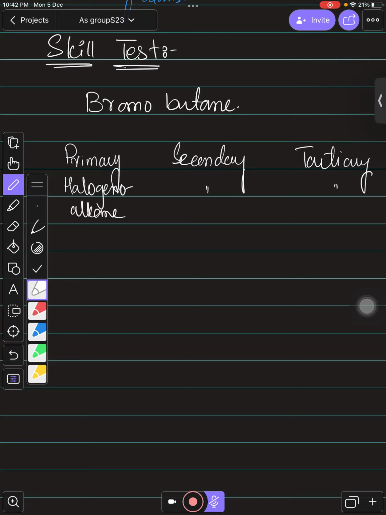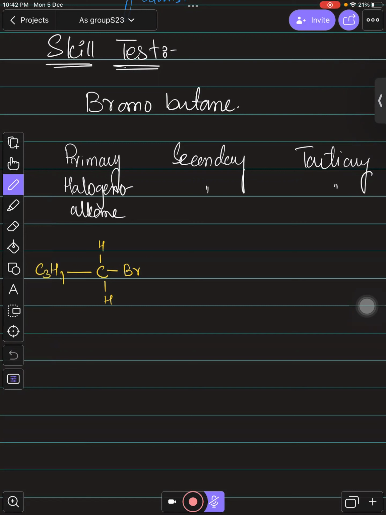Just try. For suppose a carbon having two hydrogens, along with a halogen, right? So bromine in this case, so we can put bromine over here and the carbon chain over here. So 3 carbons chain would be on the left hand side. So such type of halogenoalkanes are termed as primary halogenoalkanes.